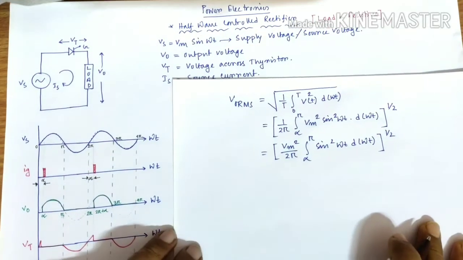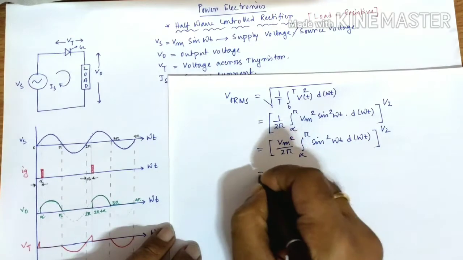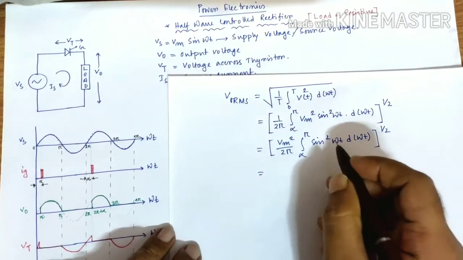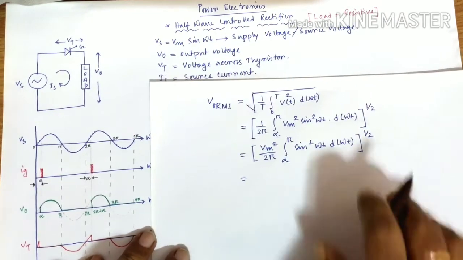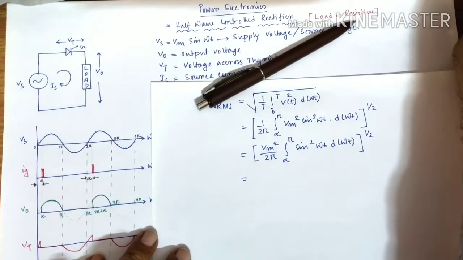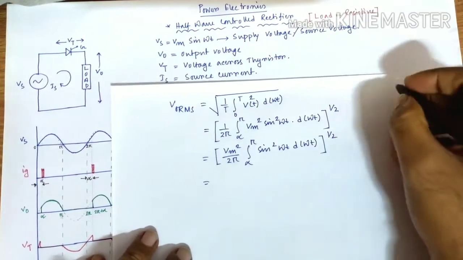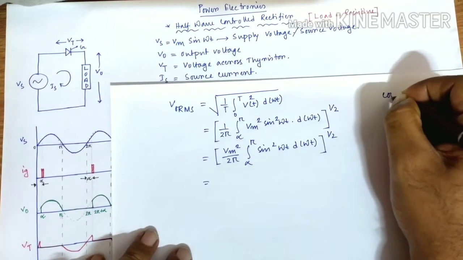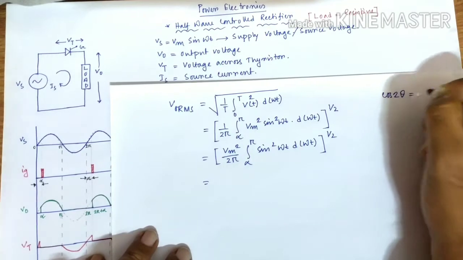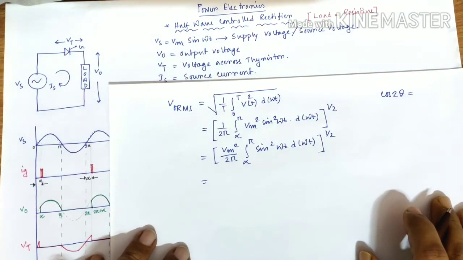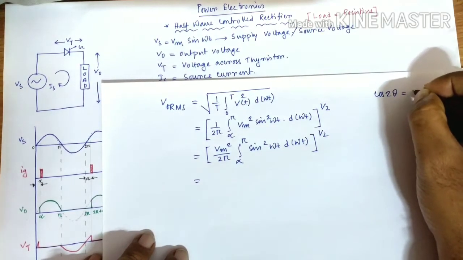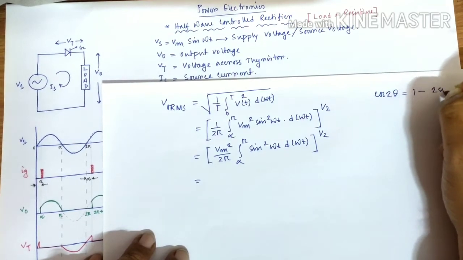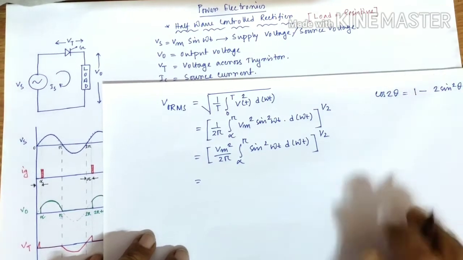So the whole value or the whole calculation depends upon the integration of sine square omega t. Now for that we need to apply a formula. What is the formula here? I'm writing here: cos 2 theta is equal to 1 minus 2 sine square theta.